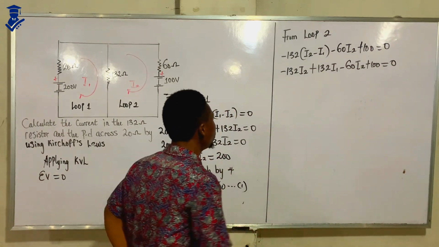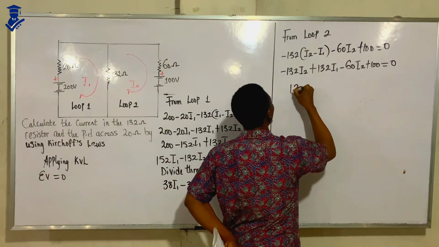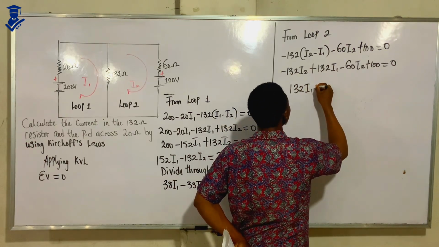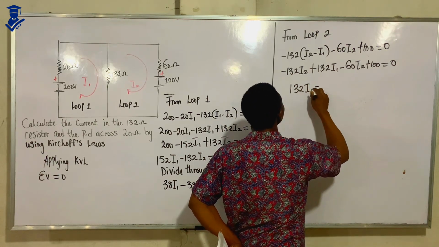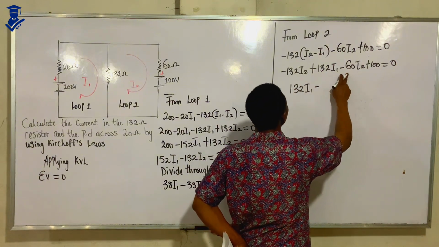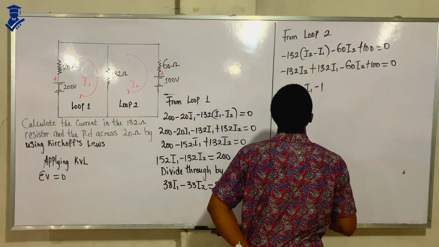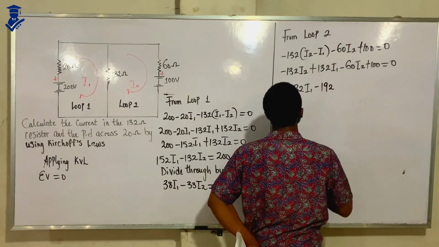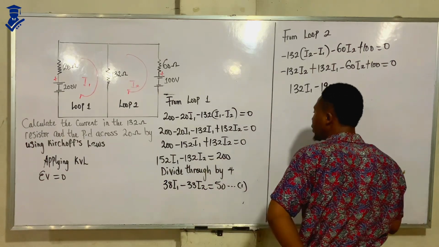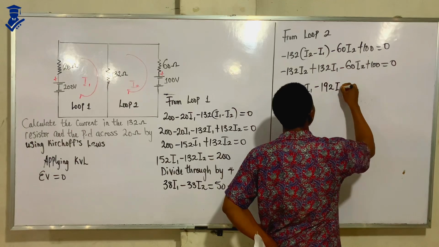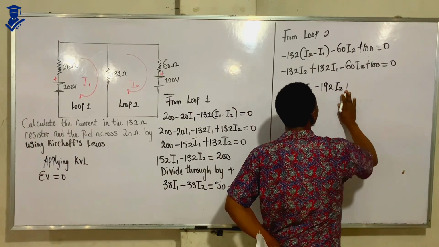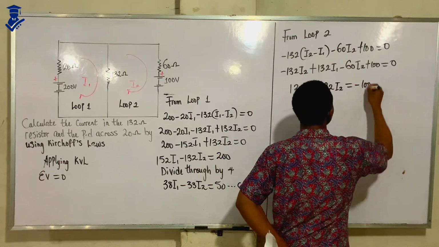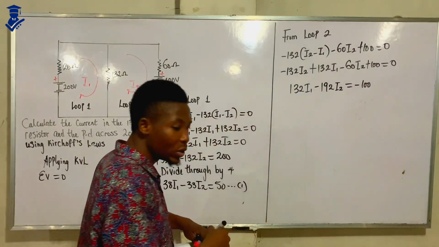All right, let's continue. This is going to be 132 I1, minus 132 minus 60 gives us minus 192 I2. Now we can take this 100 to this side and it becomes minus 100.